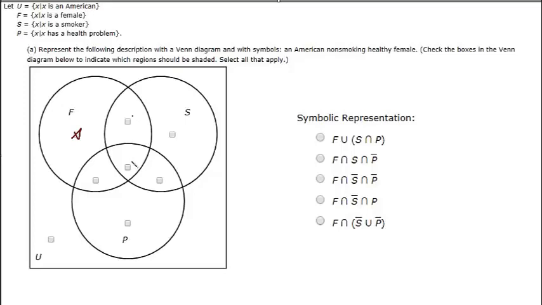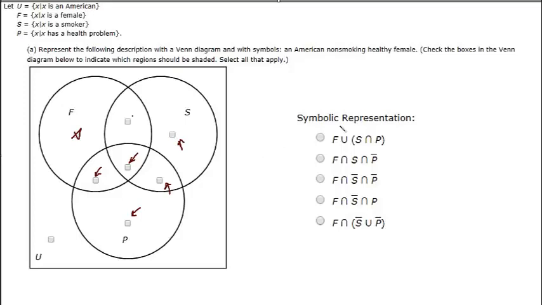So this is a female that's healthy but smokes right here. This one is a female that smokes that's not healthy. This is a female that's not healthy, doesn't smoke. This person's just not healthy. Oh, that must be a male. This one's a male too. There's the male. This guy's a male, so all of those guys are males. This is a male smoker there.